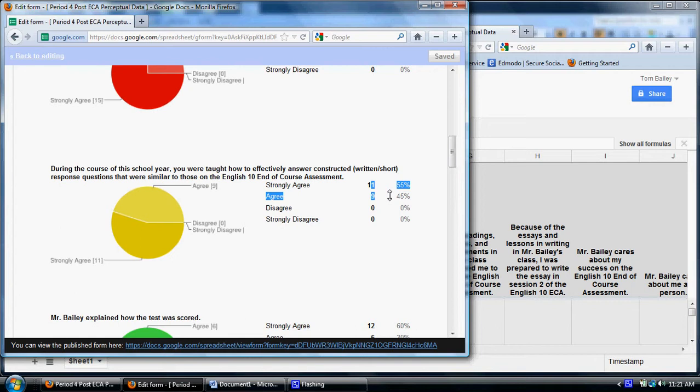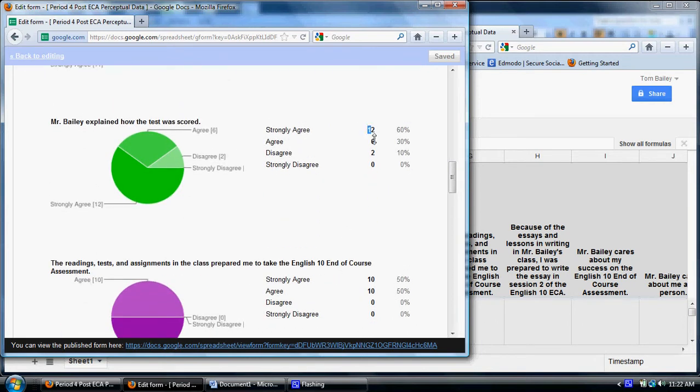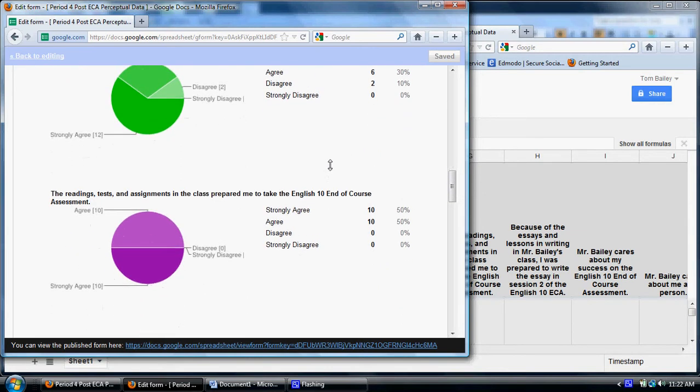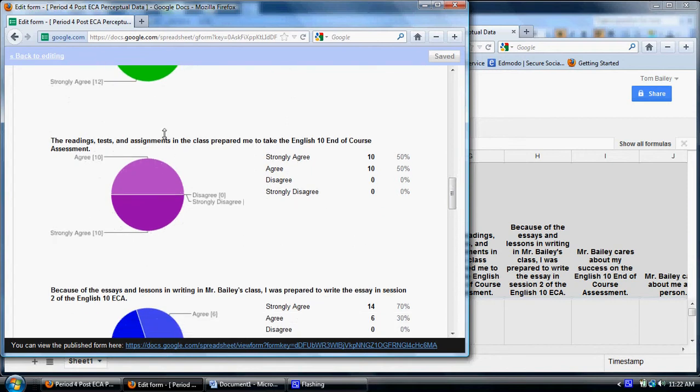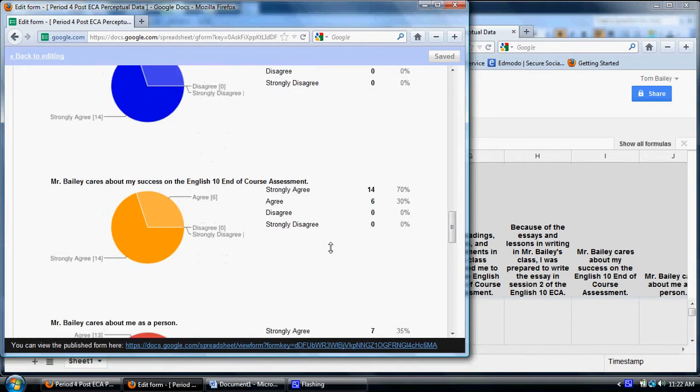Constructed response. Strongly agree and agree. I explained how the test was scored. Now look, 2 of my students in that class period didn't get it. But I still think that the 16 and 12 frequency is more statistically significant. Reading tests and assignments prepared me to take this exam. Boom. Because of the essays and lesson in writing, once again, you see the same type of correlation taking place the whole way.